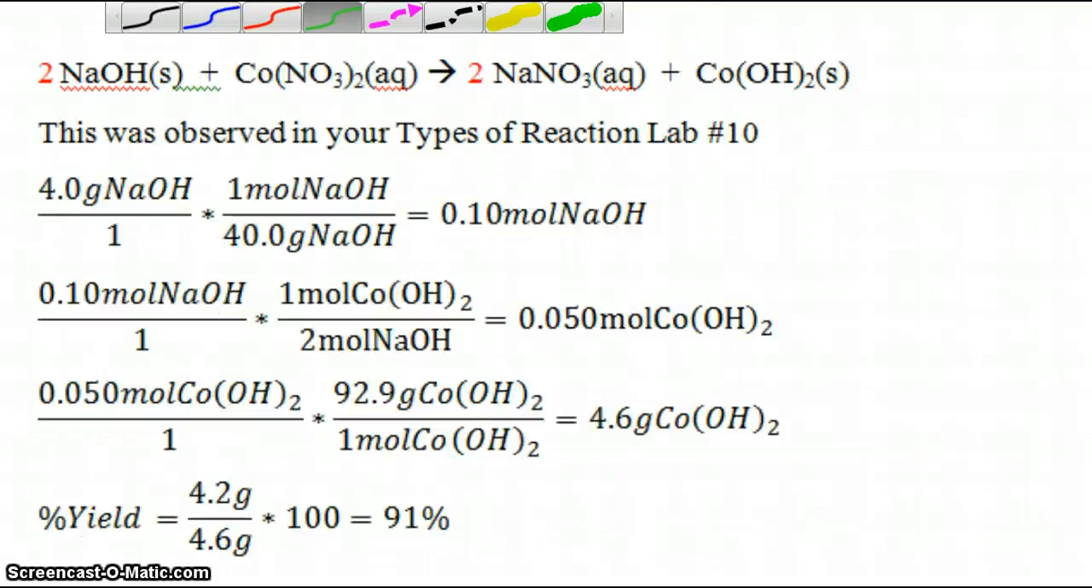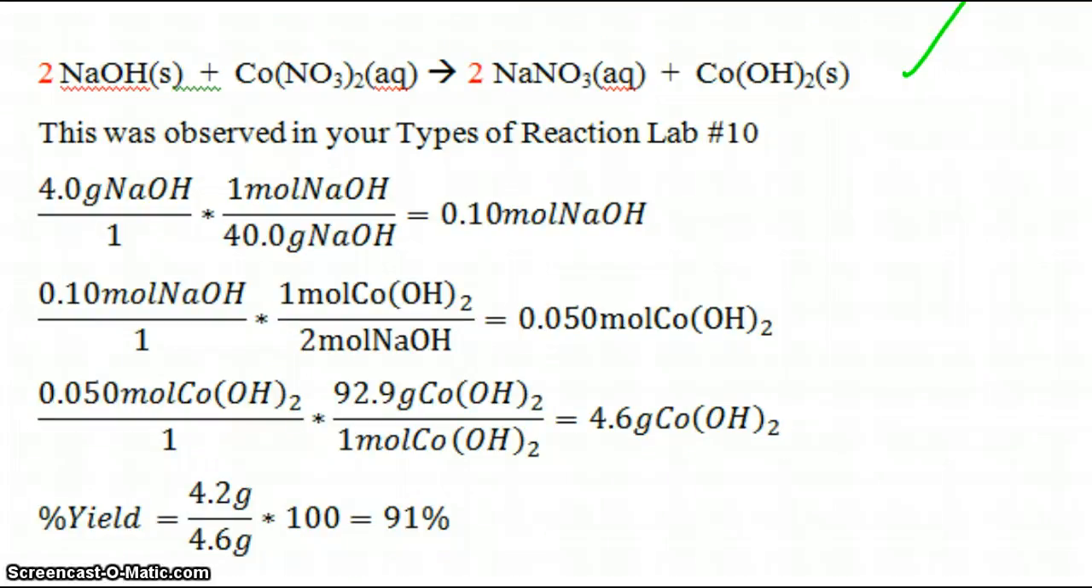So, here's the answer. Notice the steps. A balanced equation. How did you do? Do you have the coefficients? Do you have the subscripts? The next step was going from grams to moles. Did you go from grams of sodium hydroxide, which was your given, to moles of sodium hydroxide by using the molar mass from the periodic table?